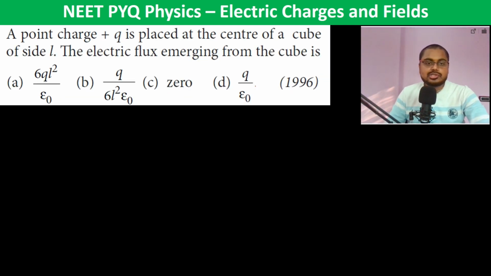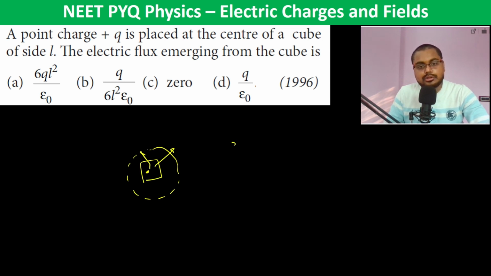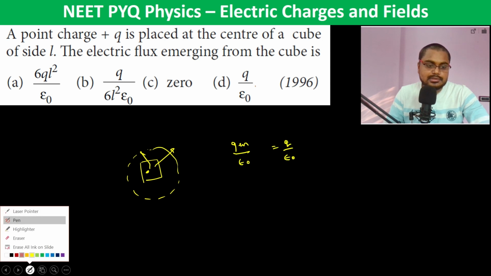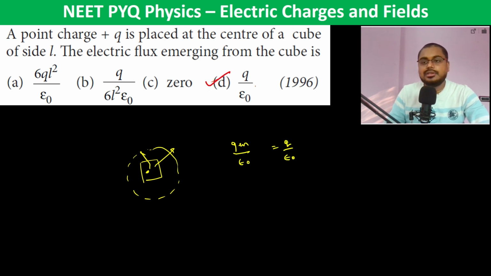A point charge q is placed at the center of a cube of side L. Okay, it's a cube again. The electric flux emerging from the cube is? Since the entire charge is located inside the cube, the electric flux passing through the cube is going to be q enclosed divided by epsilon naught, which is actually q by epsilon naught. So D is going to be the answer.